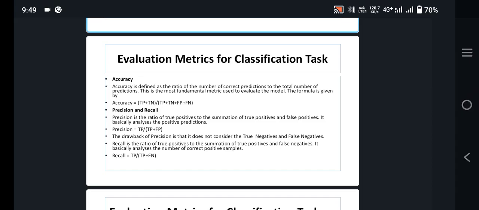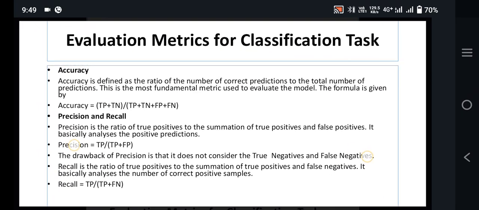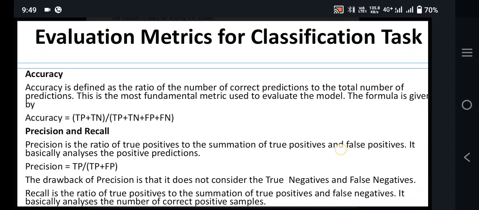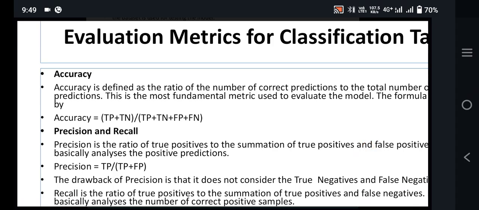Evaluation metrics for classification task. The first evaluation metric is accuracy. It is defined as the ratio of number of correct predictions to the total number of predictions. This is the fundamental metric used to evaluate the model. The formula used for the accuracy is true positive plus true negative divided by true positive plus true negative plus false positive plus false negative.